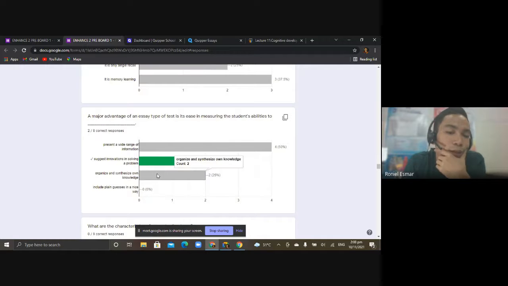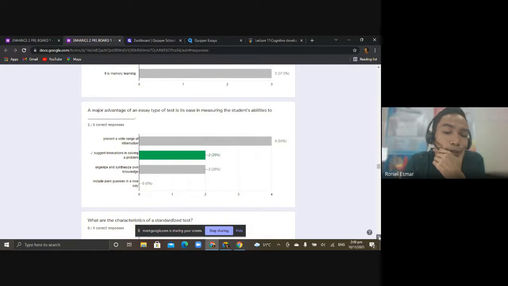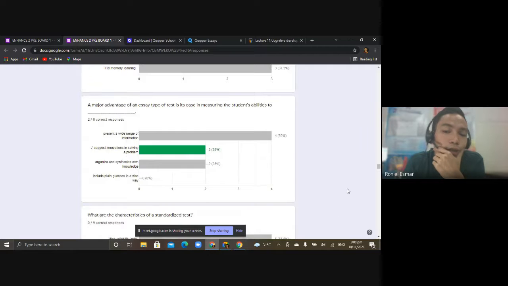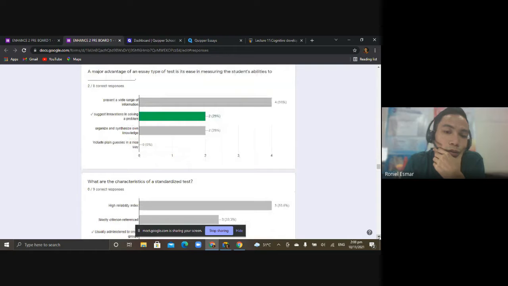Suggest innovations in solving a problem. They will be able to give their ideas on what things they could possibly do to solve the given situational problem.